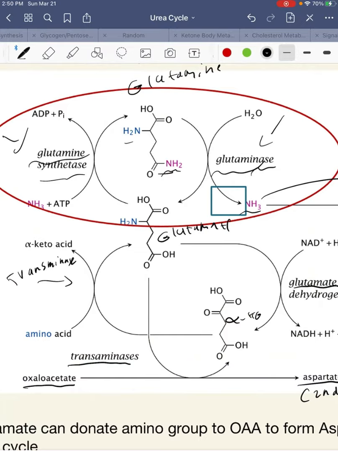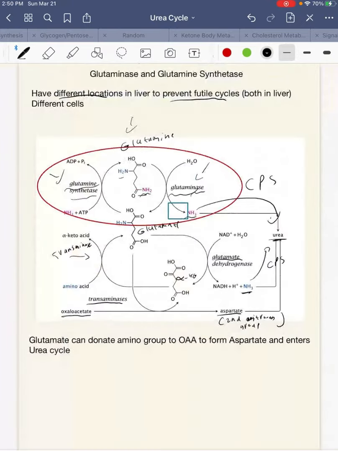Okay, so that's the whole reason I included this slide: to show you how different locations in the tissue, with different cells expressing different enzymes, prevent a futile cycle. Mainly talking about glutaminase and glutamine synthetase. And it also helps get rid of the two nitrogen groups from glutamine.